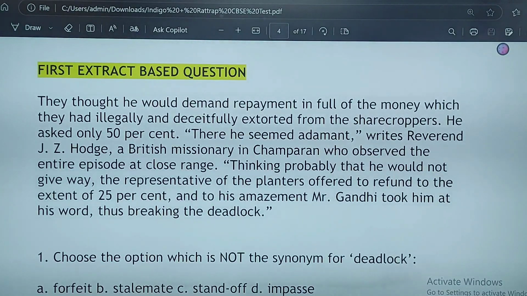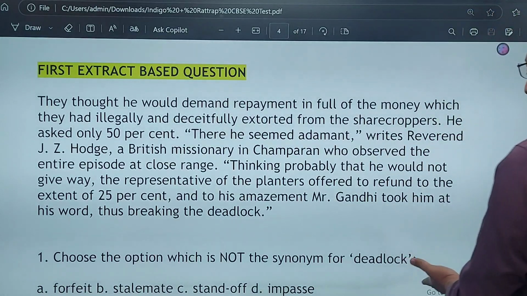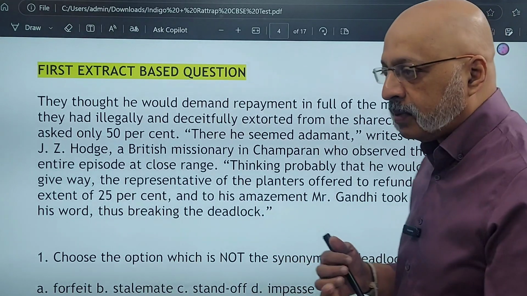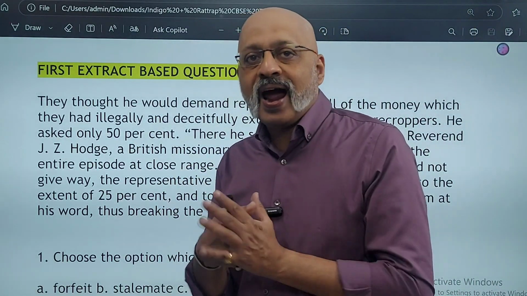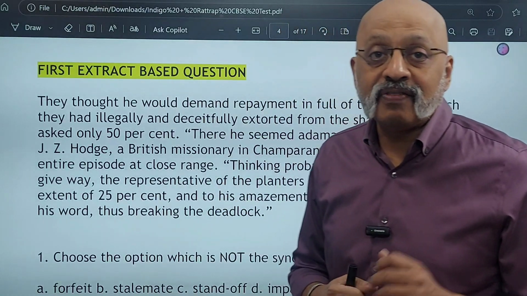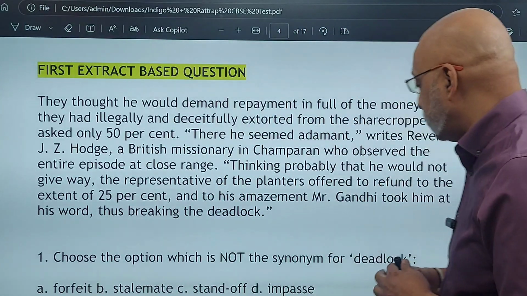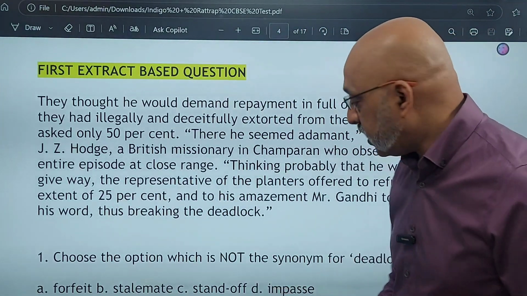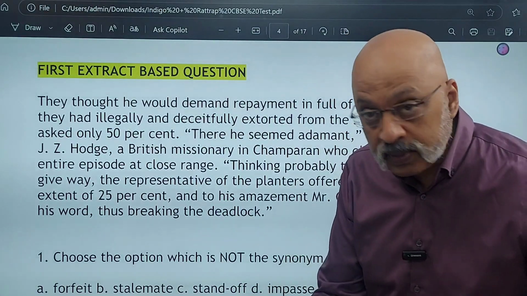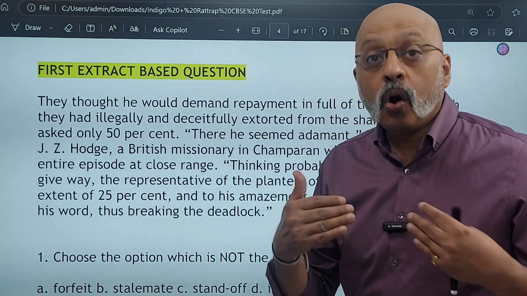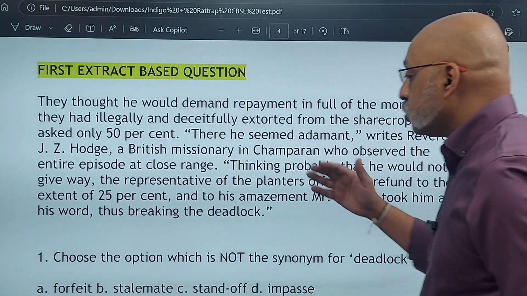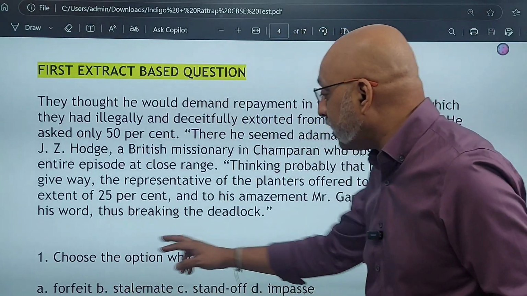So choose the option which is not the synonym for deadlock. Deadlock means that both sides are adamant and you're not able to arrive at some kind of compromise. So impasse means the same. Standoff also means the same. Stalemate also means deadlock. So the correct option, which is not, is forfeit.